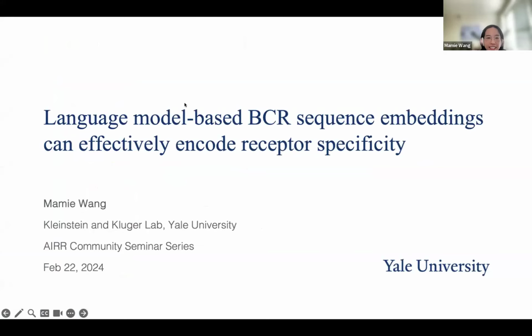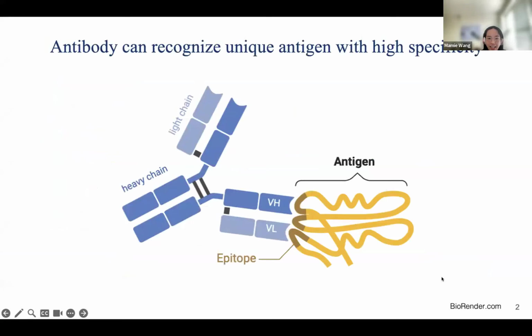Hello everyone. Today I'm presenting my work on benchmarking embedding methods, including protein language models, on predicting antibody properties. As we know, antibodies are key components in our immune system to detect and eradicate invading organisms, and what makes antibodies particularly fascinating is their ability to recognize their target epitope on the antigen with high specificity. This helps our immune system to fight pathogens effectively and also makes them attractive as drug candidates.